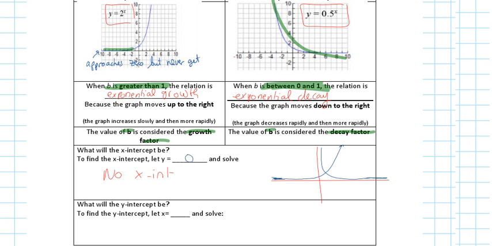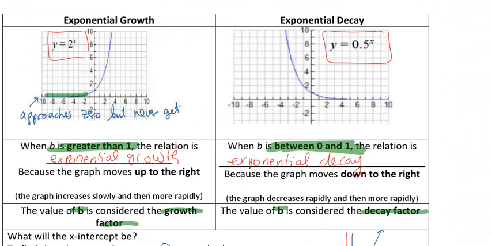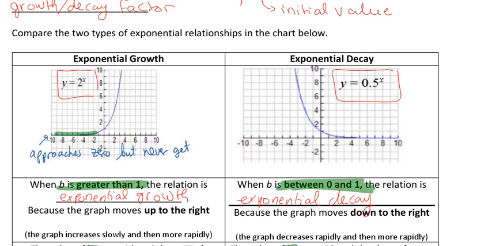If you're looking at both of these graphs that we have up here, what's your y-intercept? 1. So I'm going to just zoom in a little bit. If you look here, your y-intercept is right here and right here. Both of them have a y-intercept of 1. Right? The y value is 1.